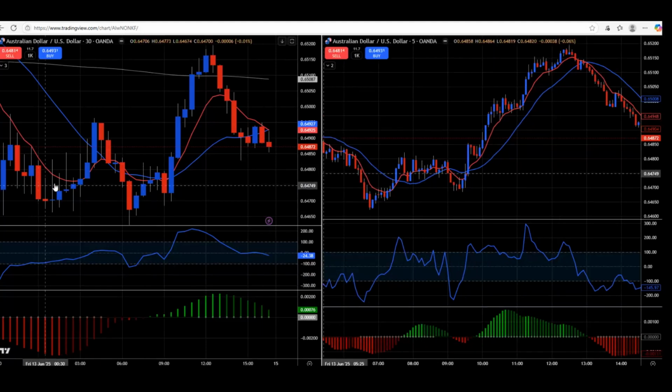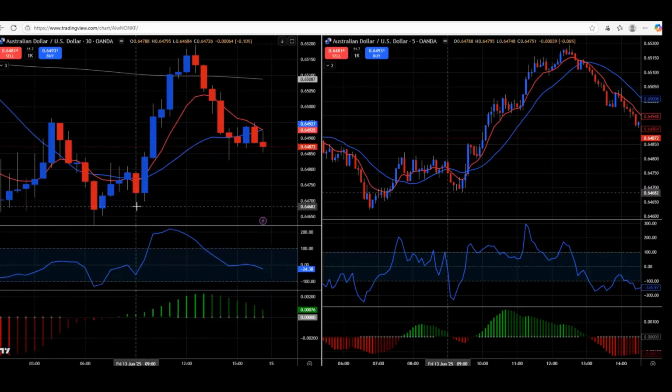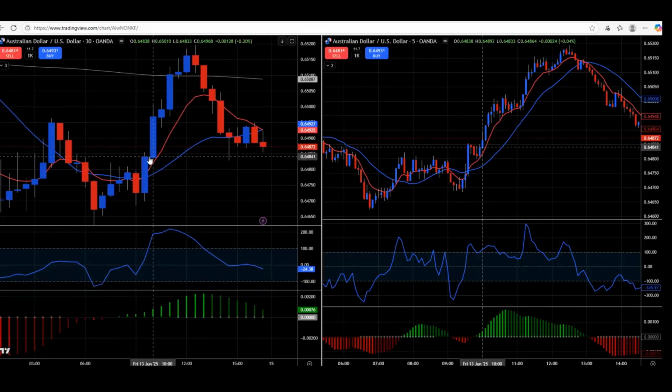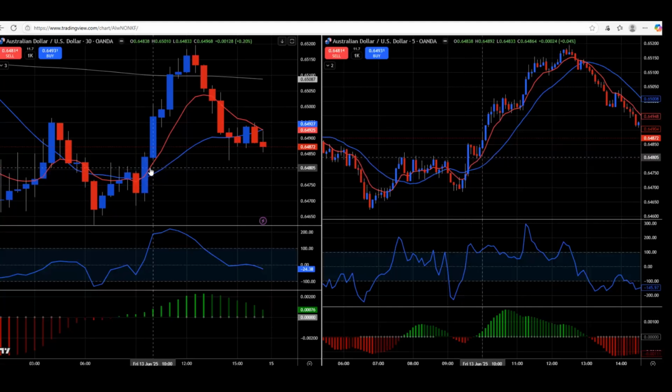So as we can see on the 30-minute chart on the left hand side for the Australian US dollar, we can see, for example, in this area where we have the bullish elephant bar that broke past the 8-period EMA, the red line, and the 20-period moving average.